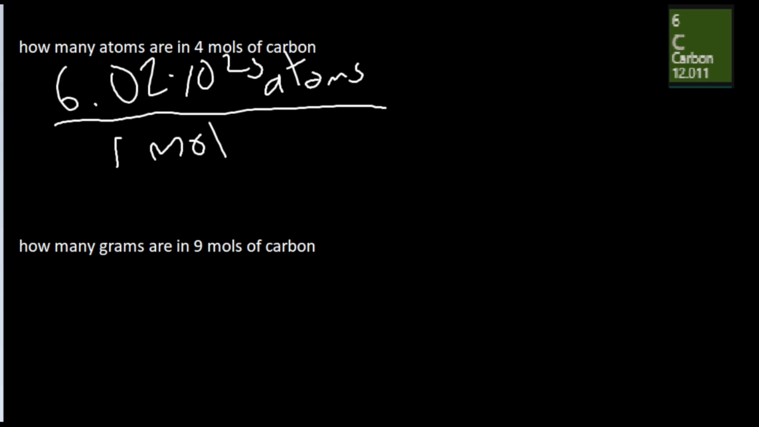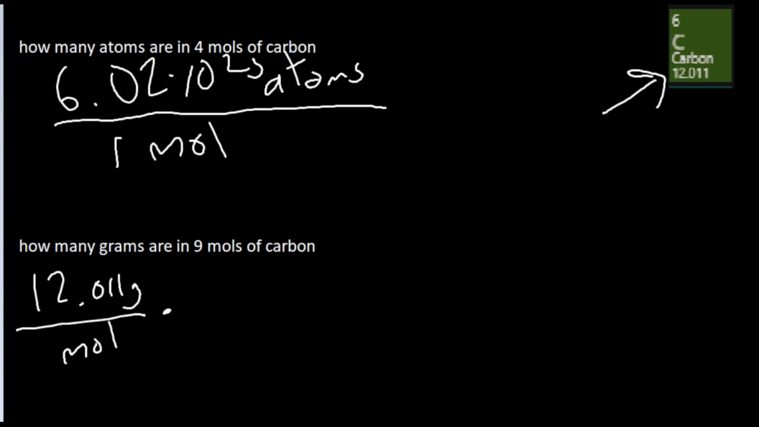Okay. So next problem. How many grams are in 9 moles of carbon? Well, we know that the molar mass of carbon is 12.011. So we can just write that down, 12.011 grams per mole. Then you multiply this by 9 moles of carbon.